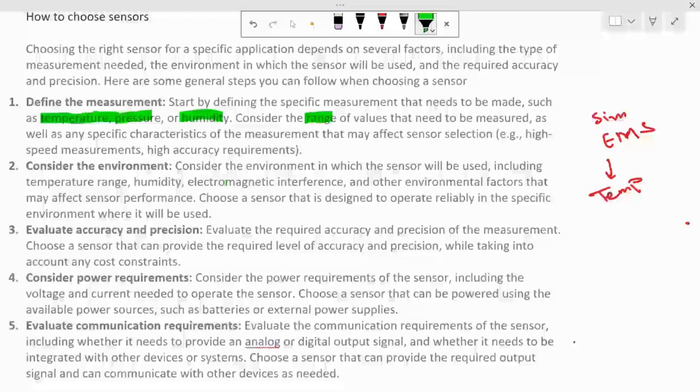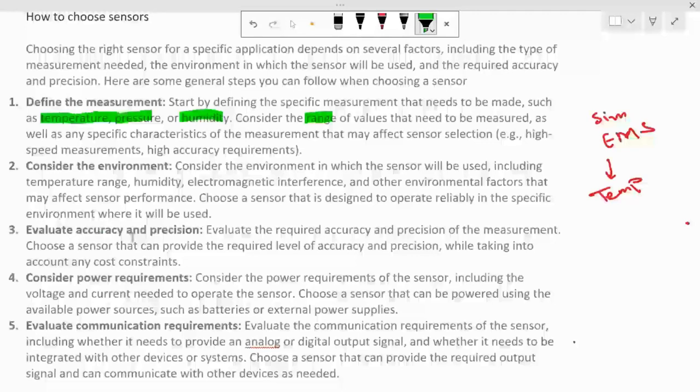So consider the environment in which the sensors will be used. I guess I don't need to give a separate example, because in the previous example this point is also being covered, including temperature range, humidity, electromagnetic interference, and other environmental factors that may affect sensor performance. Choose a sensor that is designed to operate reliably in the specific environment where it will be used.